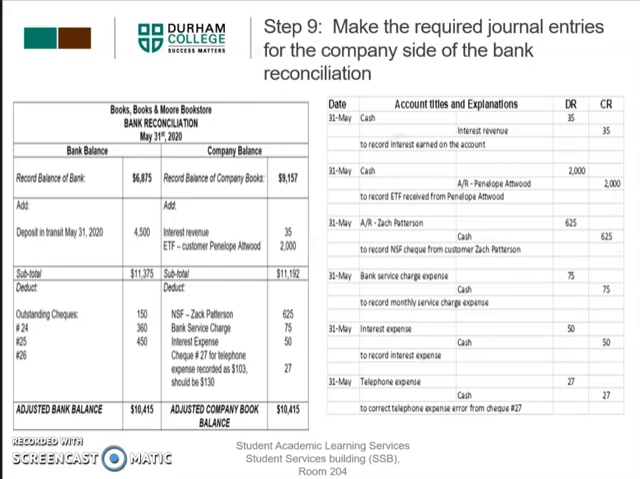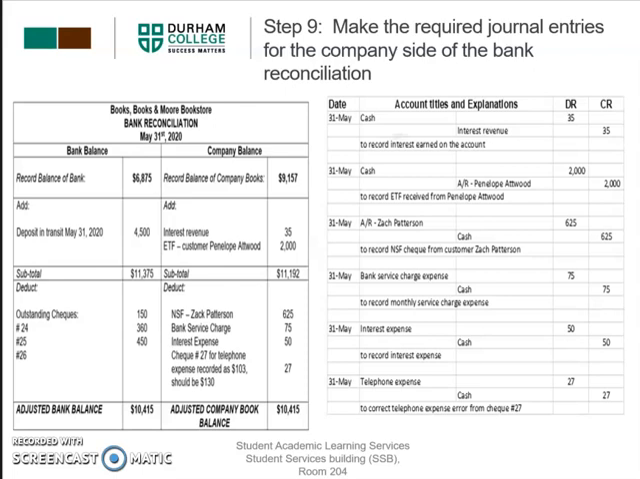Anything that is under the add on the company side, the cash will be a debit. Anything under deduct, cash will be a credit. To record the first entry, we would debit cash for $35 and credit interest revenue for $35. Since the electronic funds transfer belonged to a customer, Penelope Atwood, we would debit cash for $2,000 and credit accounts receivable for $2,000 because she no longer owes us money.